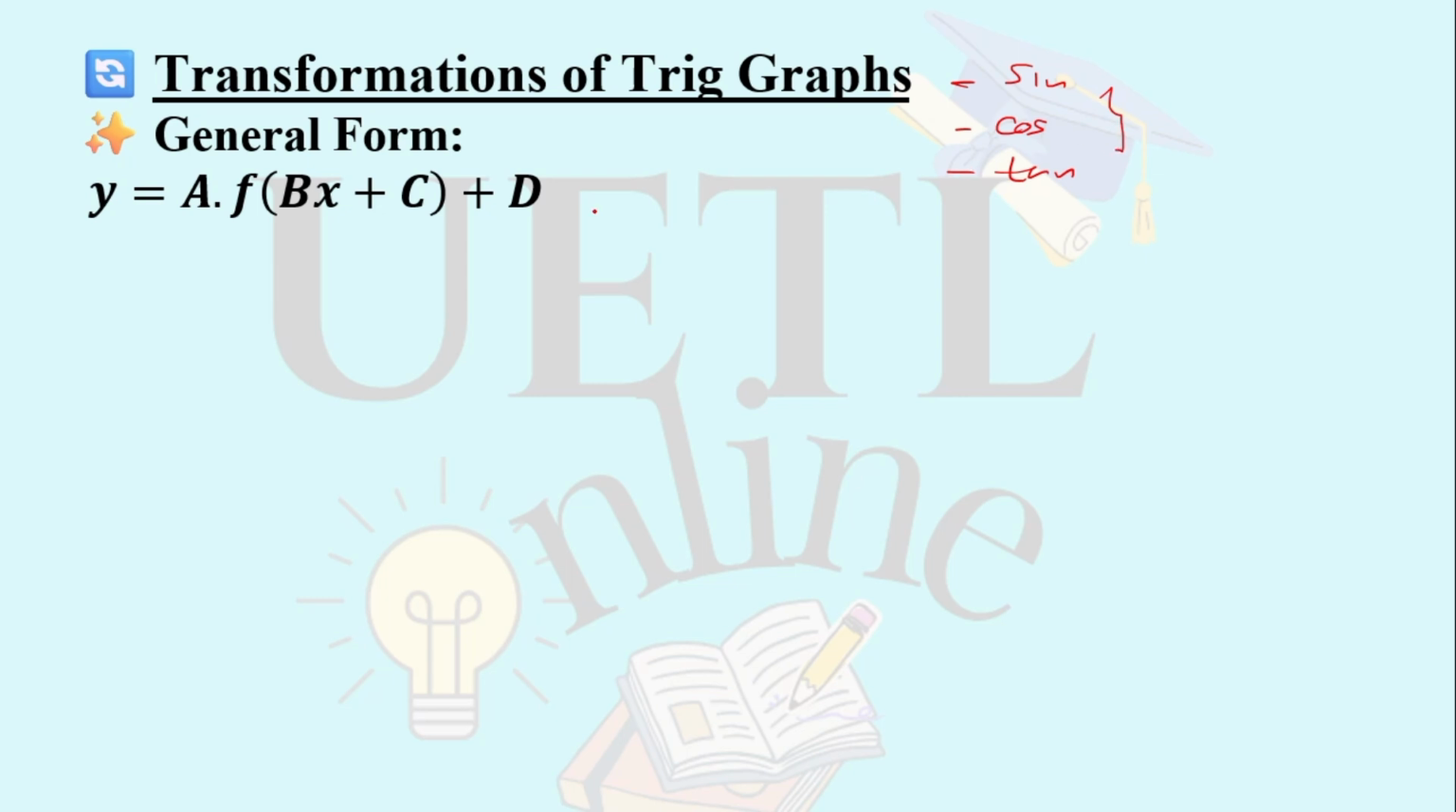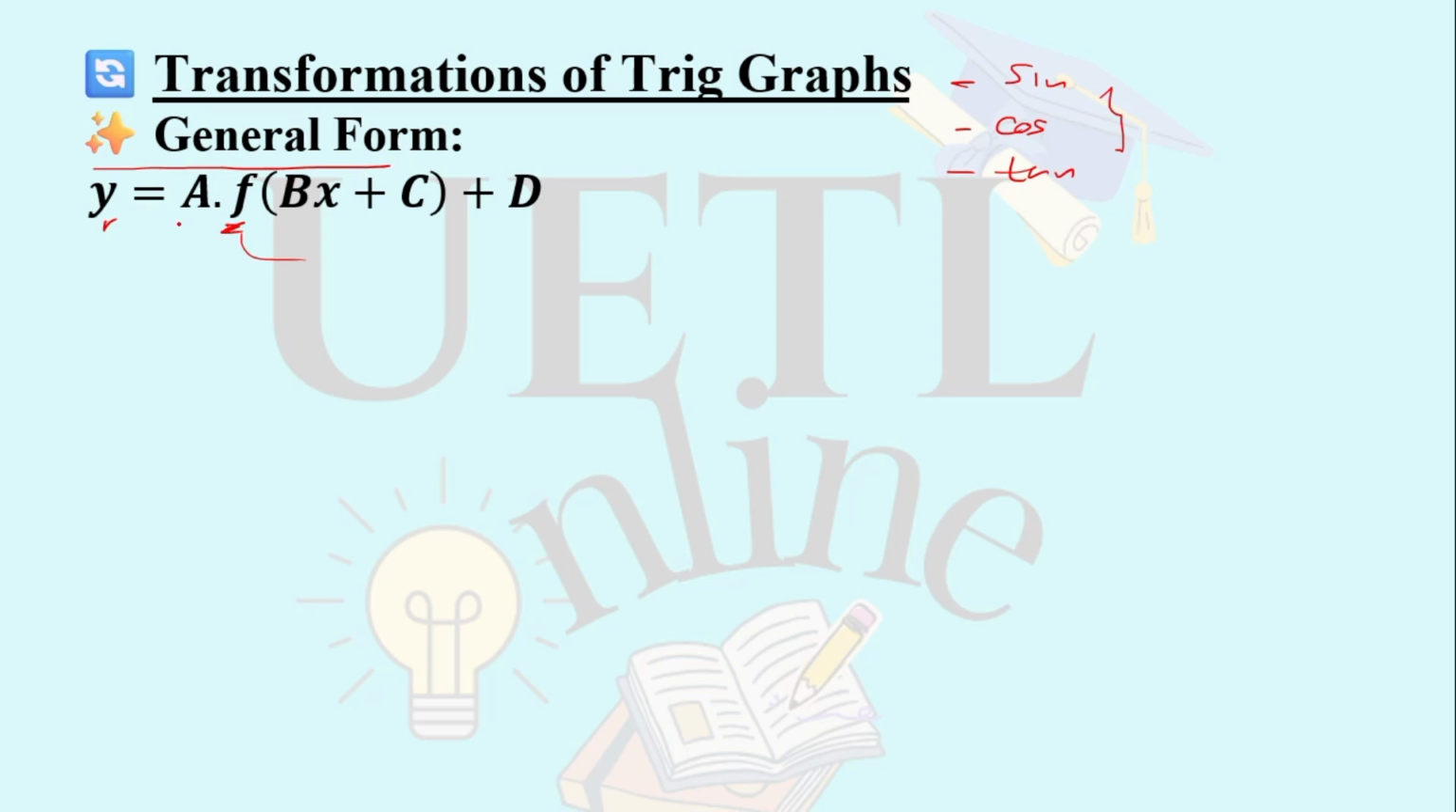Now we are talking about the transformations of these graphs. We want to see the transformation. The general form of the transformation is y equals a f(bx + c) + d. This f means the sine, cos, or tan, any one of them. This is what we are going to see.